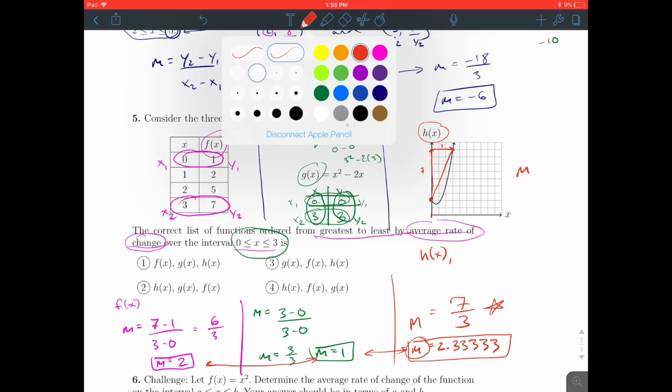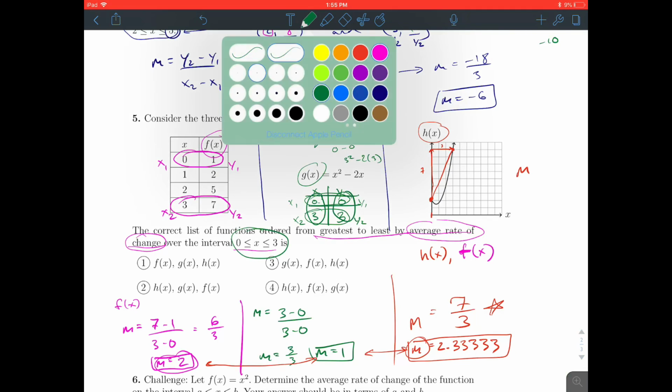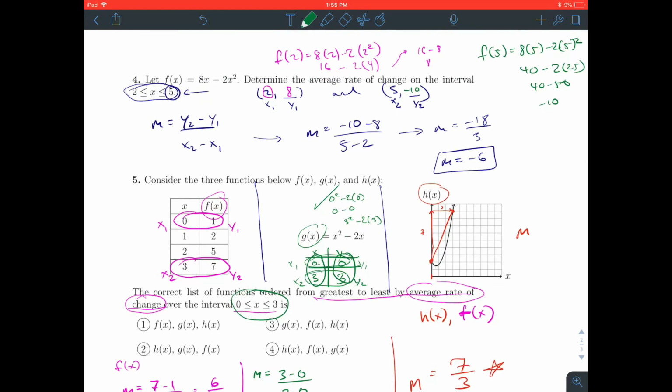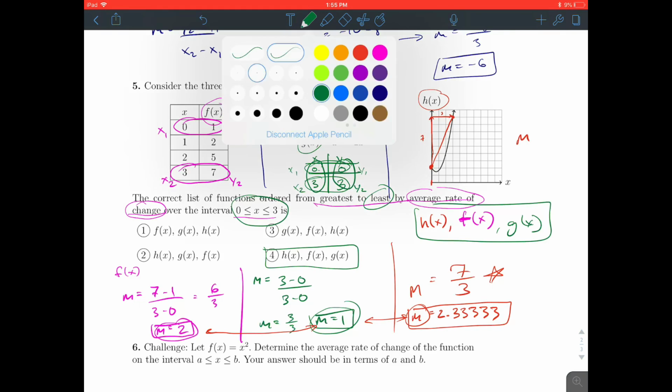After h of x, we've got 2. That's the second largest number. So that's f of x. And then finally, we have the green function here, the smallest rate of change, the least rate of change. So that's going to be g of x. So that must be answer choice 4 when we compare all of them.